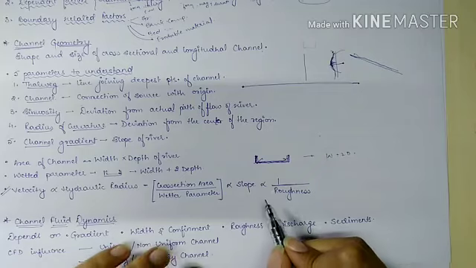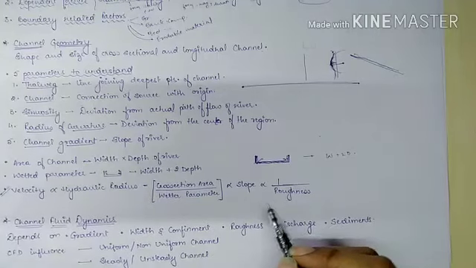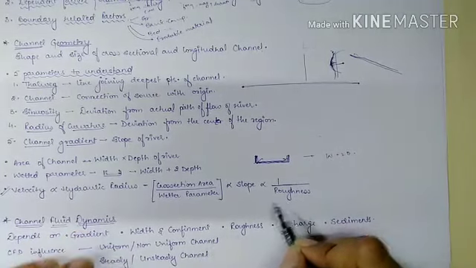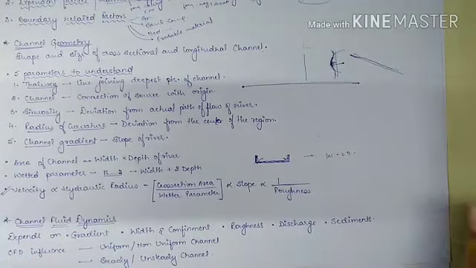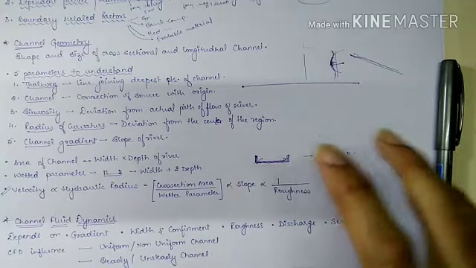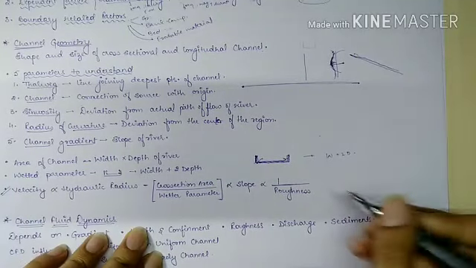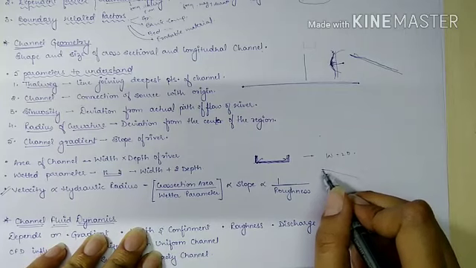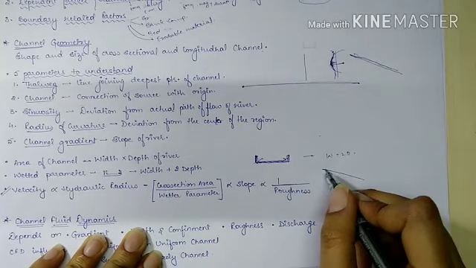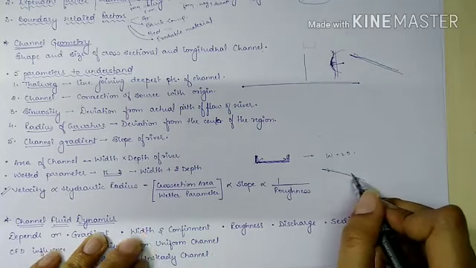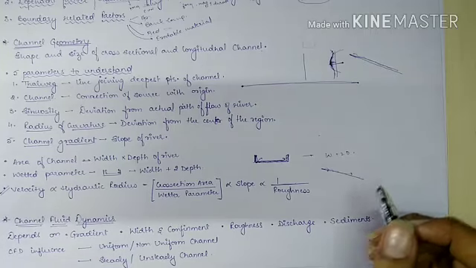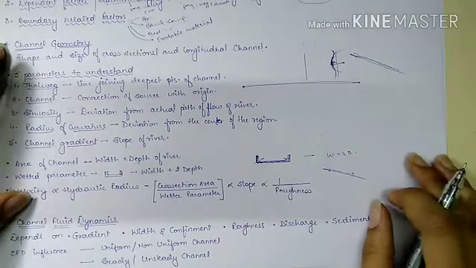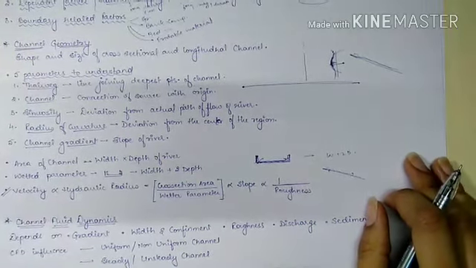Okay, but this thing is inversely proportional to the roughness. As if there is roughness in the pathway, then even if we have more slope, the velocity of water flow will be less. Okay, now we have done channel geometry. Now we will study channel fluid dynamics.